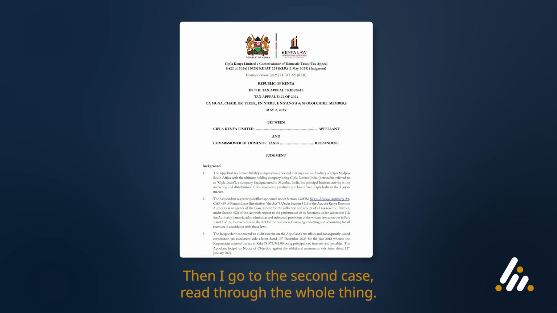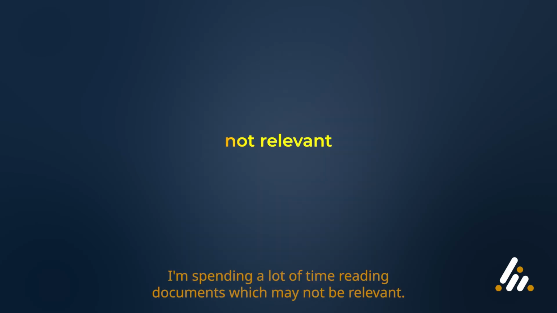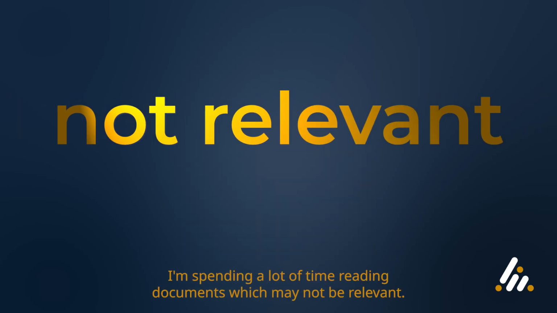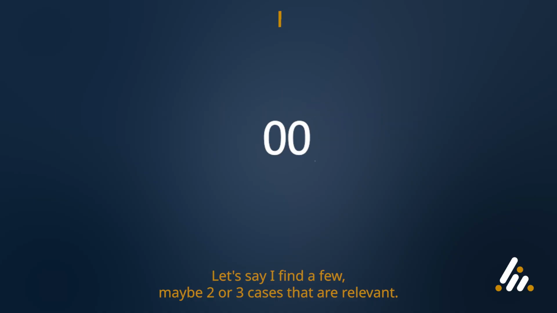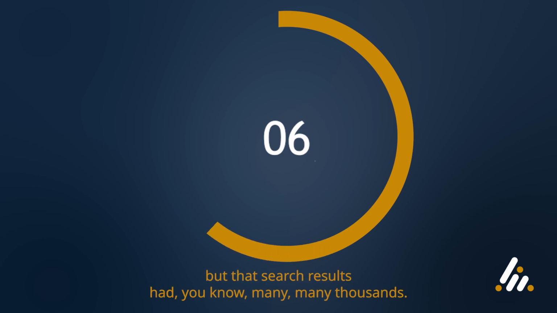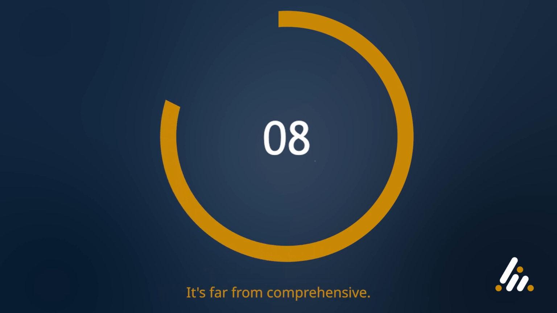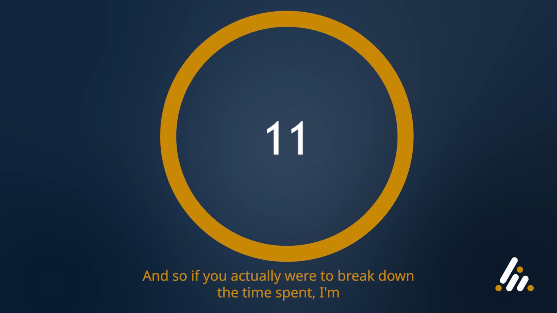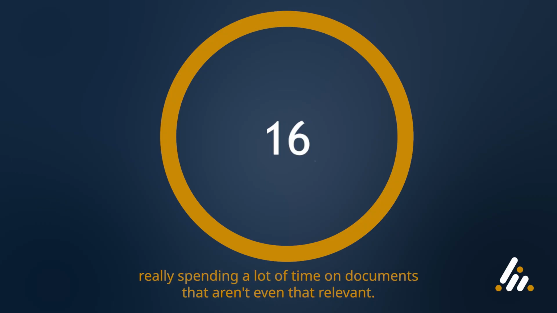Maybe it's a criminal case. And then I go to the second case, read through the whole thing. I'll just keep going. I'm spending a lot of time reading documents which might not be relevant. Let's say I find a few, maybe 2 or 3 cases that are relevant. I download them for deeper reading later, but that search result had many, many thousands. It's far from comprehensive. And if you were to break down the time spent, I'm really spending a lot of time on documents that aren't even that relevant.